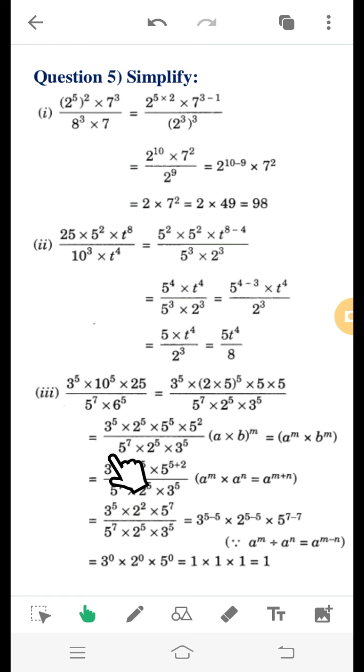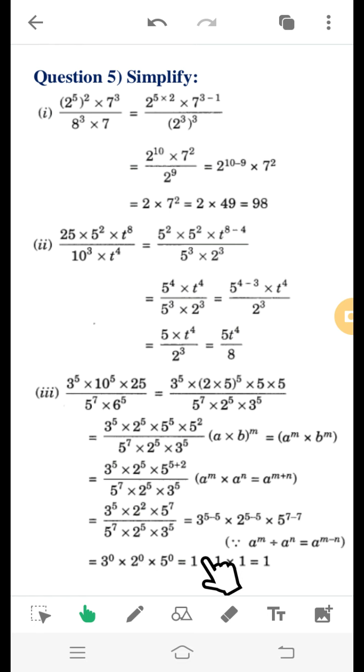Now 3 raised to 5 multiply 2 raised to 5, and 5 raised to 5 plus 2, because the bases are the same. Below, 5 raised to 7 multiply 2 raised to 5 multiply 3 raised to 5. So here 3 raised to 5 multiply 2 raised to 5 multiply 5 raised to 7, below as it is. Now do the subtraction: 3 raised to 5 minus 5, 2 raised to 5 minus 5, 5 raised to 7 minus 7. Therefore 3 raised to 0 multiply 2 raised to 0 multiply 5 raised to 0.